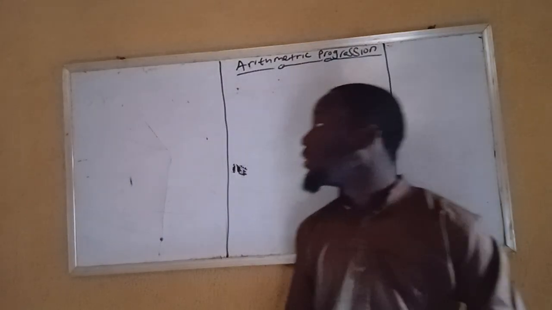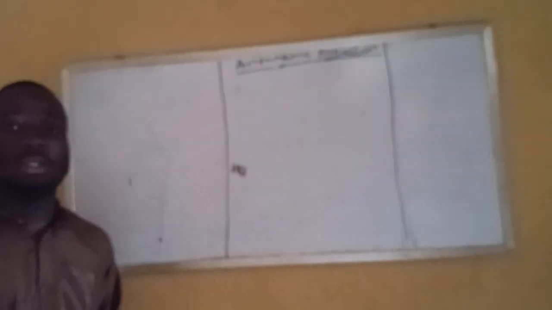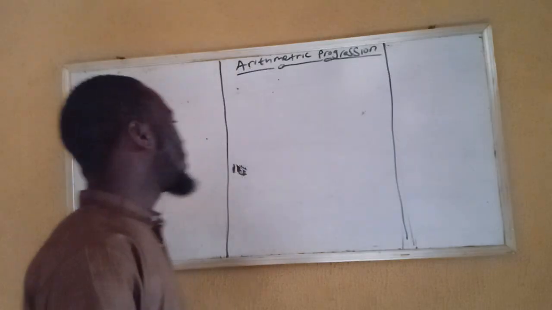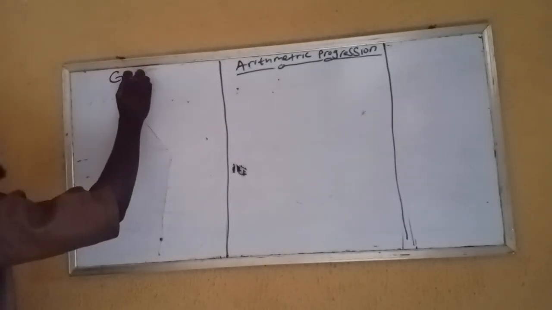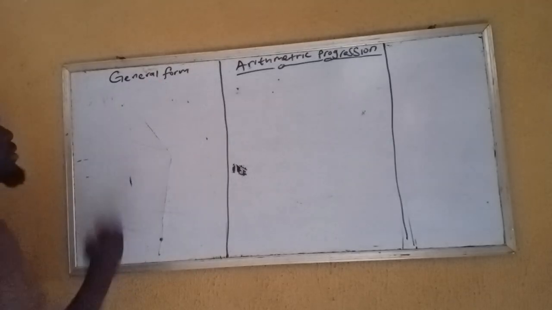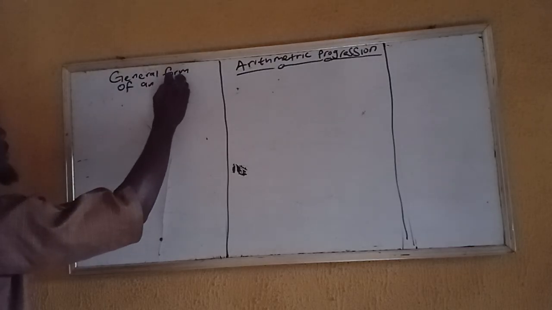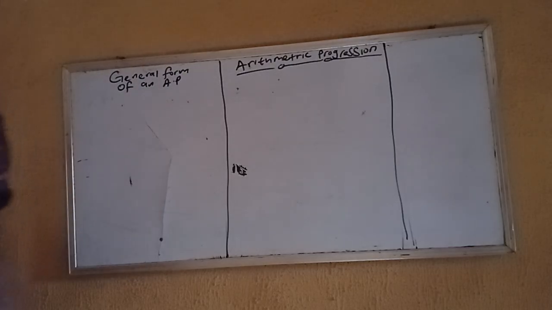So now let's move to the general form of an AP. In an AP we have the first term, second term, third term, and so on till infinity. Let's start. So now, the general form of an AP.